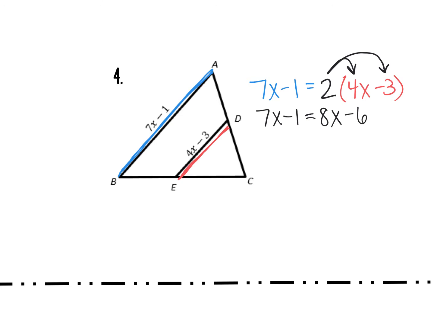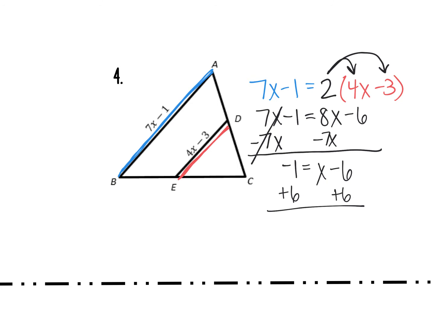Next step, we want to move the smallest x first. So we're going to move the 7x. We have to do the opposite, so we're going to subtract it. And we have to do it to both sides, so we're also going to subtract 7x on the right side. 7x minus 7x makes 0, so we can cross that off. Bring down your negative 1. 8x minus 7x is going to make 1x. And we're going to bring down our negative 6. So our last step here, we want to move the 6 because we want the x by itself. So negative 1 plus 6 is 5. Bring down your x, and the negative 6's cancel out. So x equals 5 on this problem.